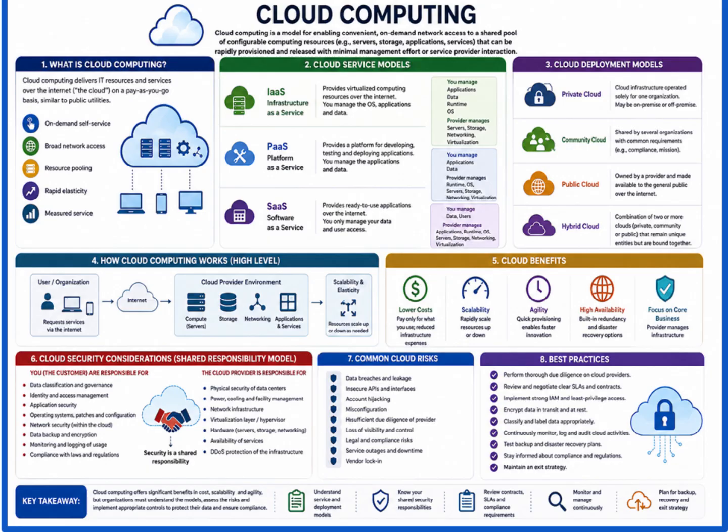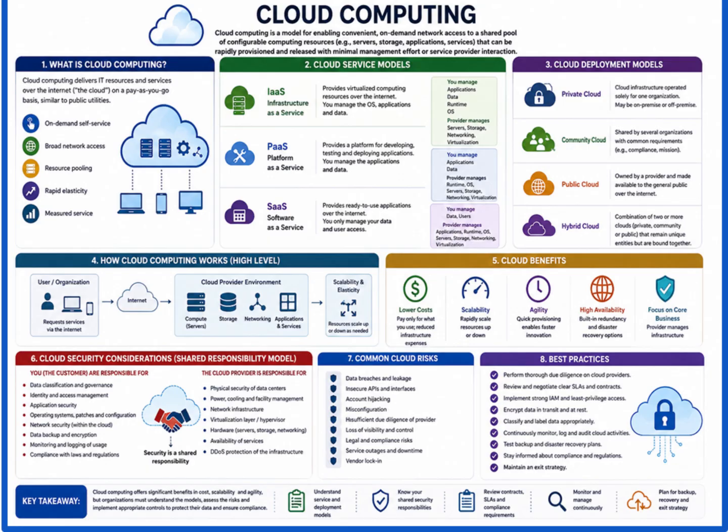In simple terms, cloud environments allow organizations to scale resources quickly, access systems from almost anywhere, and pay only for what they use. The slide then introduces the three major cloud service models. Infrastructure as a service, or IaaS, provides virtualized infrastructure such as servers, storage, and networking. The customer manages the operating systems, applications, and data, while the provider manages the underlying infrastructure.